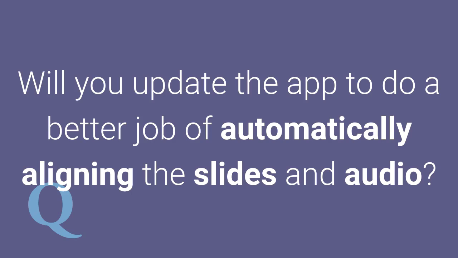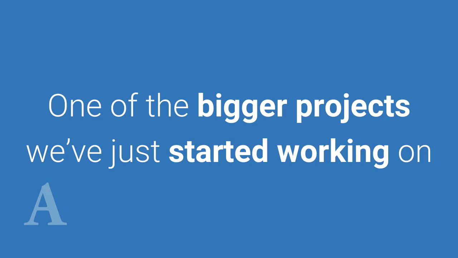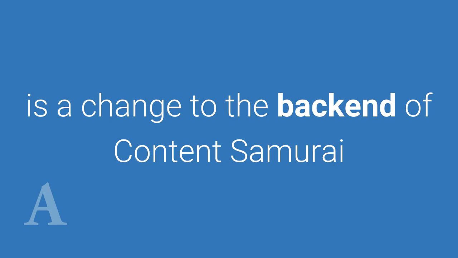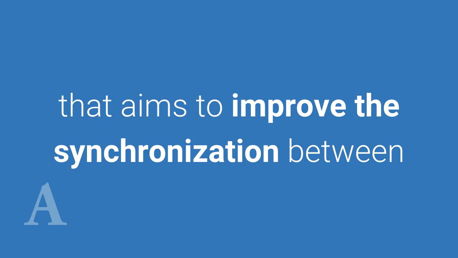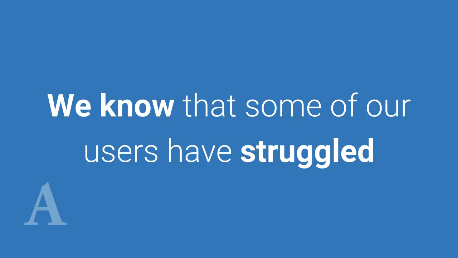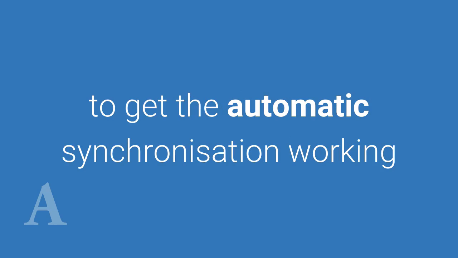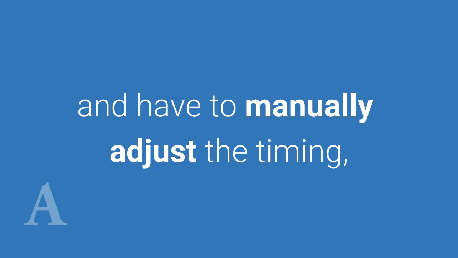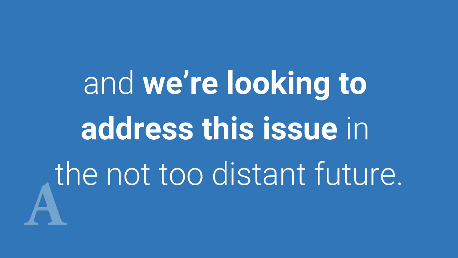Will you update the app to do a better job of automatically aligning the slides and audio? One of the bigger projects we've just started working on is a change to the back end of Content Samurai that aims to improve the synchronization between the script, the slides, and the audio. We know that some of our users have struggled to get the automatic synchronization working and have to manually adjust the timing, and we're looking to address this issue in the not too distant future.